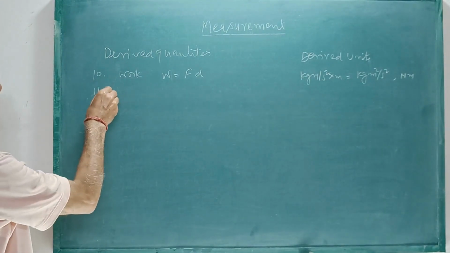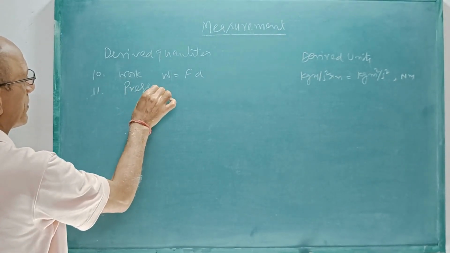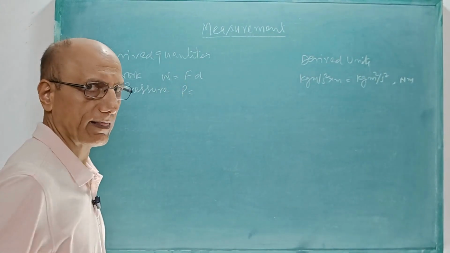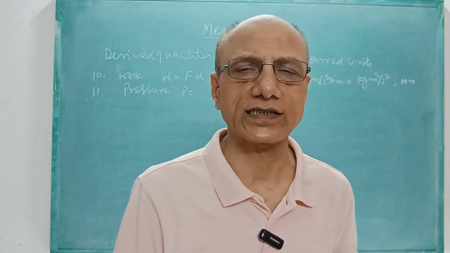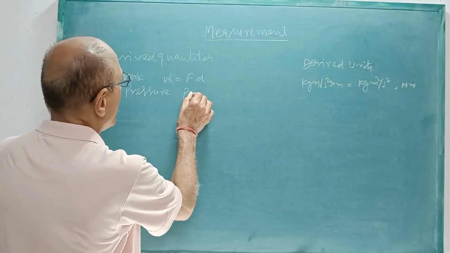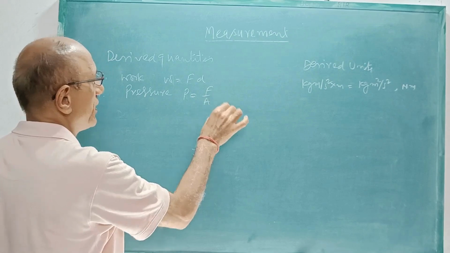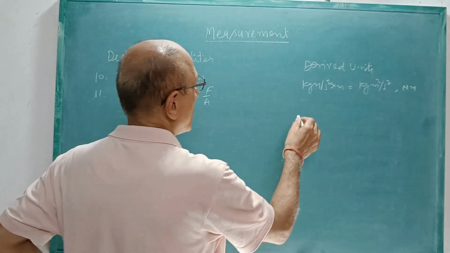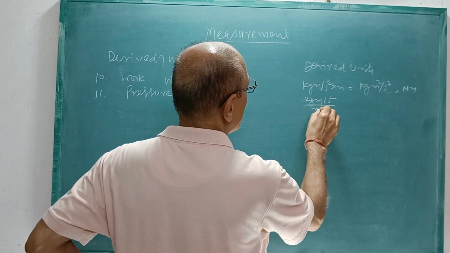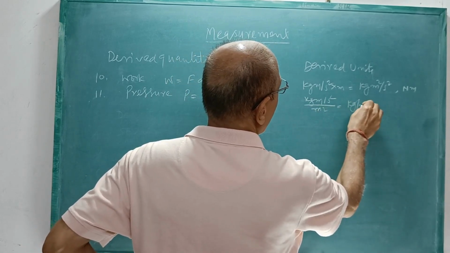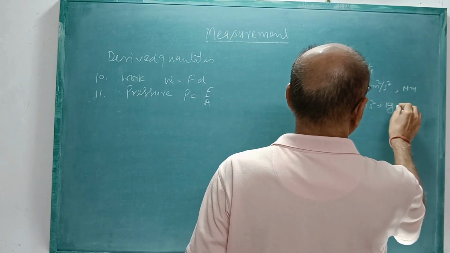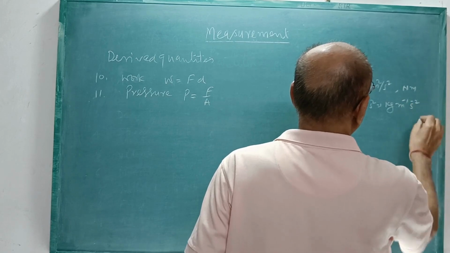Now you can have pressure. So pressure is, you have studied in lower classes, right from 8th, 9th, 10th, pressure is force upon area. So the force is kg meter per second square divided by area, which is meter square. So it is kg per meter second square. That means you can write it as kg meter minus 1 second minus 2.